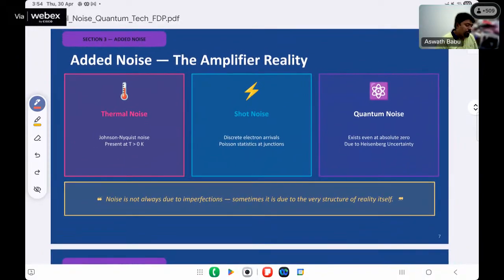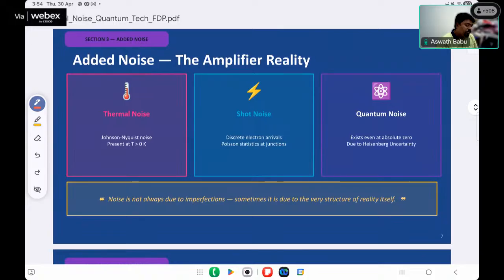Now, in reality, when you try to do amplification, you are adding noise. That is the reality of amplification, right? And we are working at temperatures above 0 Kelvin, so in that case, thermal noise also comes in. We discussed this last time. And also there is something called shot noise. What is shot noise?